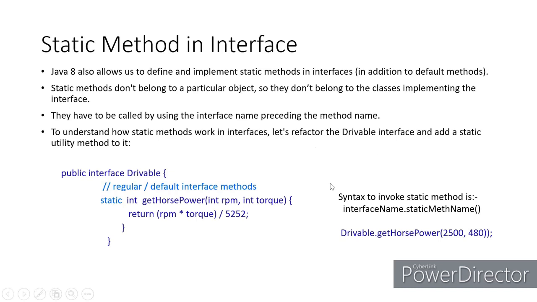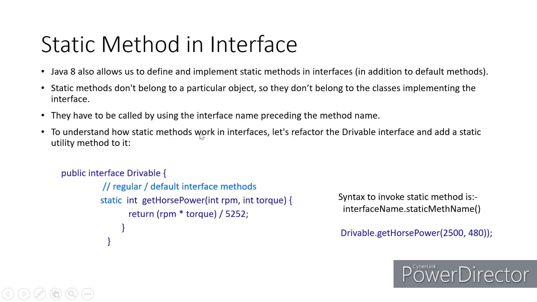And how to invoke it? You can invoke it by saying interface name dot static method name. That is the syntax to invoke the static method. Now static methods don't belong to a particular object, so they don't belong to the classes that implement the interface. Tomorrow when I write class Car or class Bus, getHorsePower is not going to belong to that class. It's still going to be a part of the Drivable interface. They have to be called by using the interface name preceding the method name.